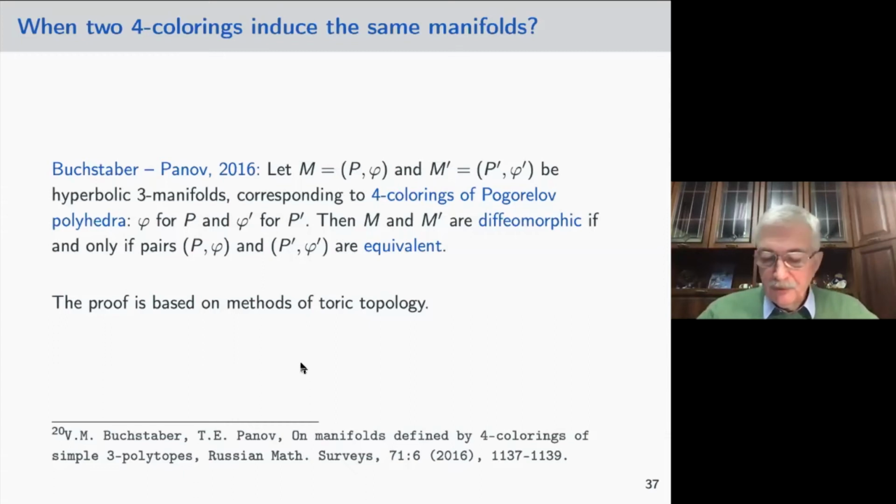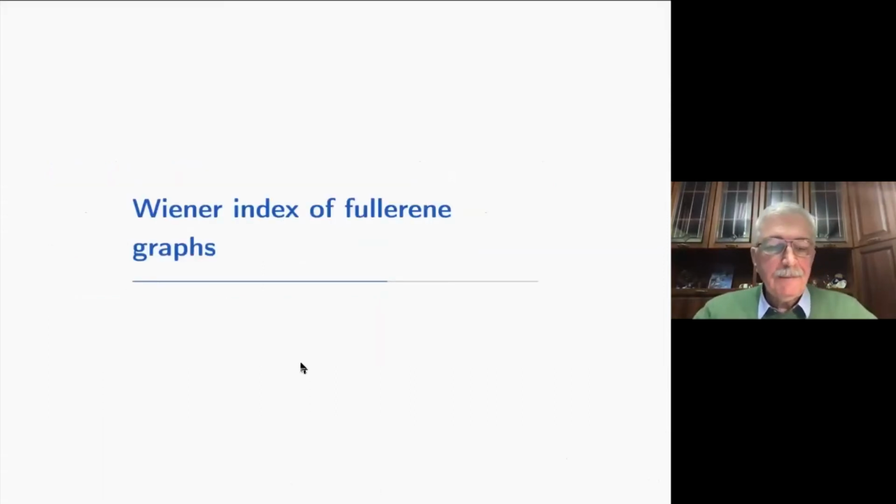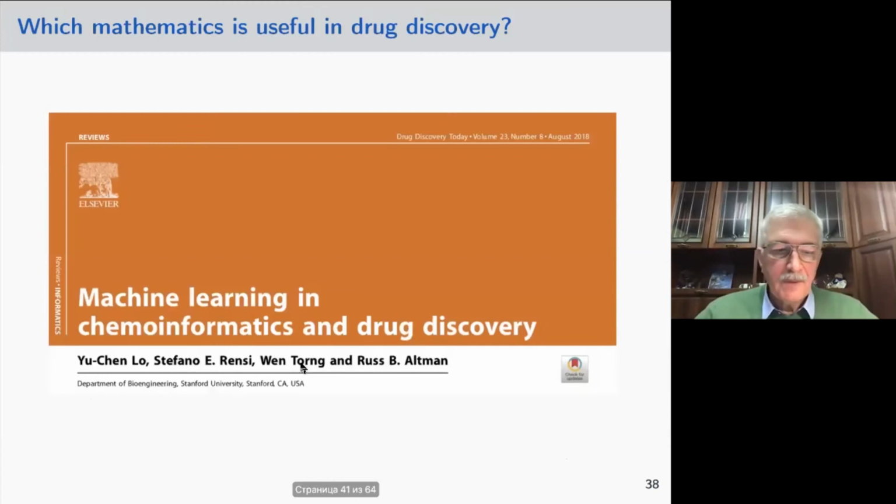And now I want to go to some graph theory. It's related to another approach to the same object. And I want to discuss a little bit the quality Wiener index of fullerene graphs. And this is quite interesting in the context of chemical informatics.